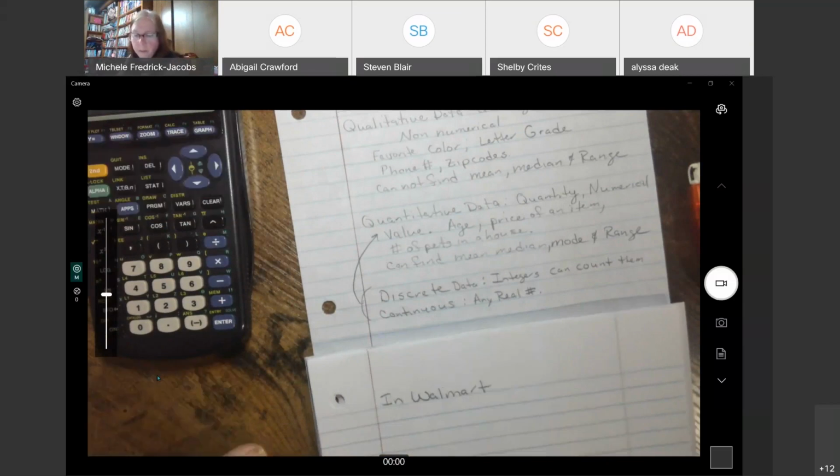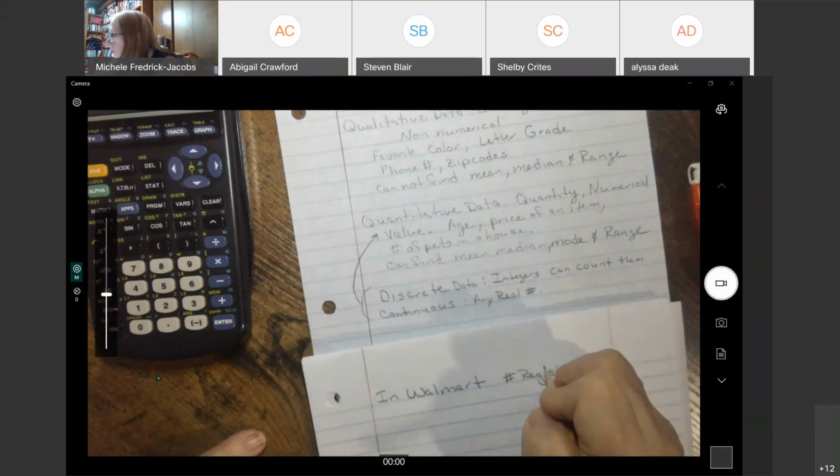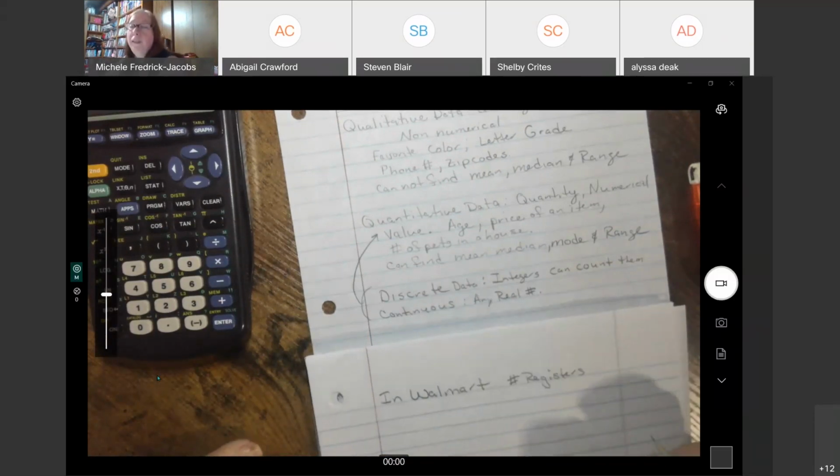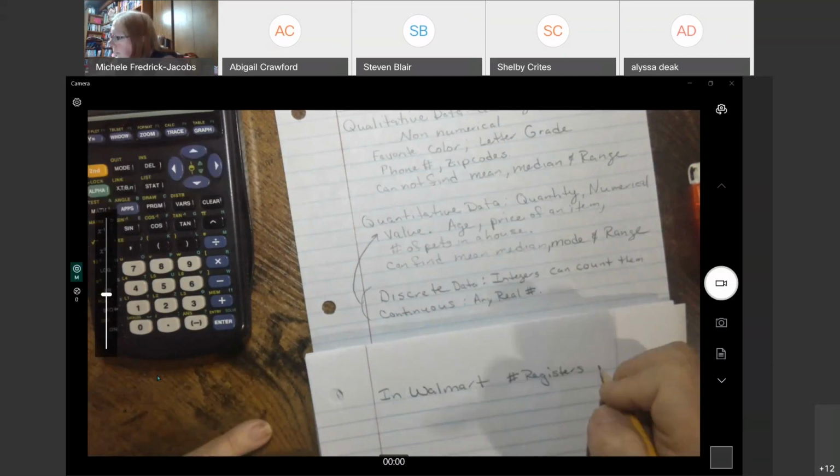In Walmart, we look at the number of registers. We can count that. There's 2 registers open, there's 5 registers open. The number of registers can be counted. That means it's discrete. There's not going to be 1.5 registers. So this is a counting value. You can count them. That makes this discrete.